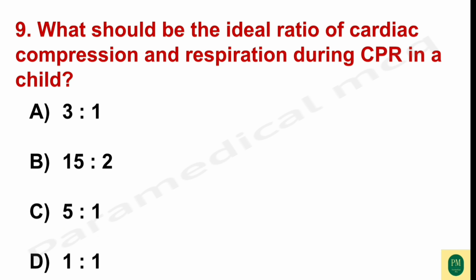What should be the ideal ratio of cardiac compression and respiration during CPR in a child? Option A, 3:1. Option B, 15:2. Option C, 5:1. Option D, 1:1. The correct option is option C, 5:1.